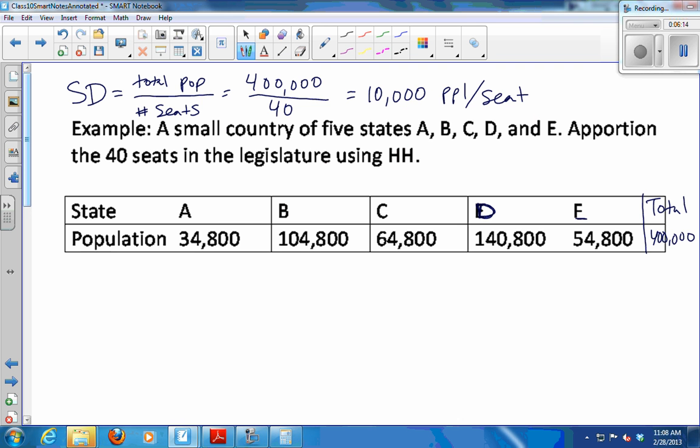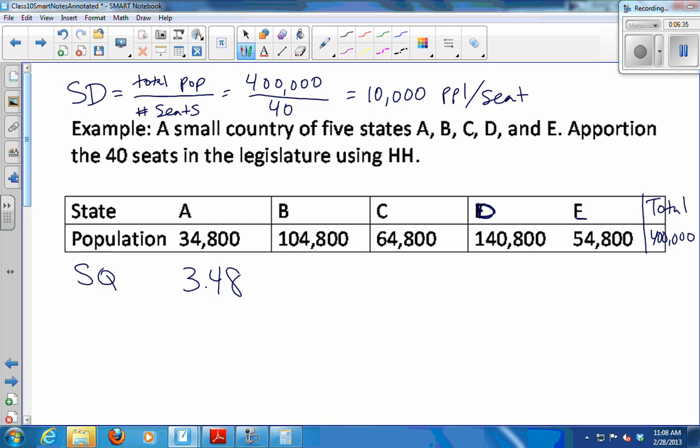So 10,000 people per seat. I'm going to divide 10,000 into each state's population and get the standard quotas. So with 10,000, I'm going to move my decimal point 4 places to the left. So this will be 3.48.